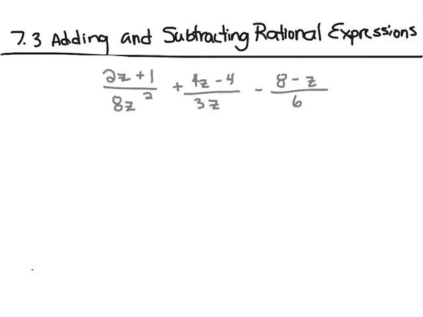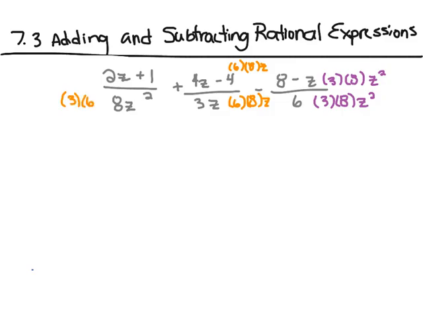For this example, we're going to multiply each of the denominators by the other denominator's coefficients. So we'll multiply this one by 3 and by 8, and we need a z squared, so multiply by z squared. So do that to the top and the bottom. For the next one, we're going to multiply by a 6 and an 8, and we need one more z. So 6, 8, and a z. And the last one, we're going to multiply by a 3 and a 6, and our z's are at the right degree.